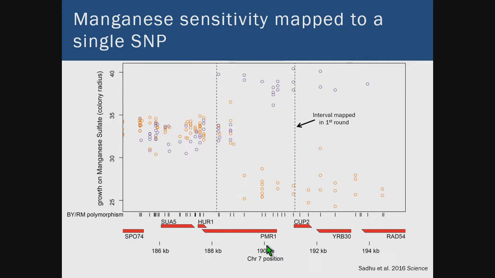And what we can see, first of all, is that there are lots of points within these dashed lines. These are all points that correspond to individuals whose breaks occurred in the first interval. And at the bottom here, I'm showing the polymorphisms between BY and RM.